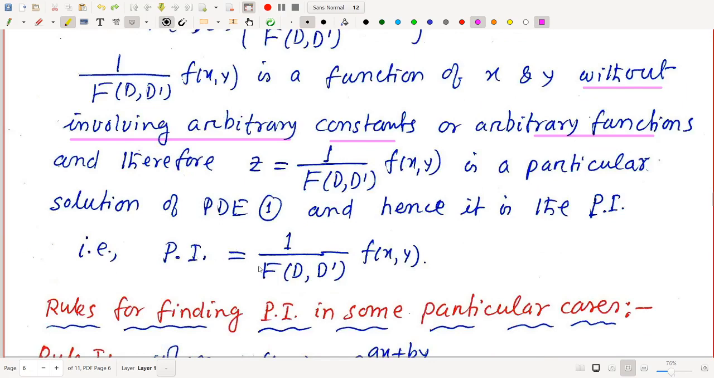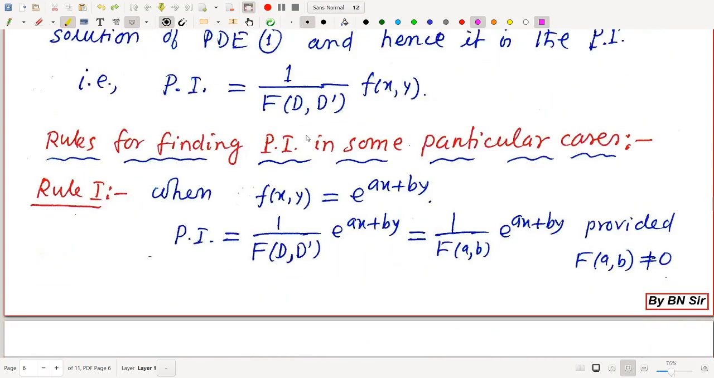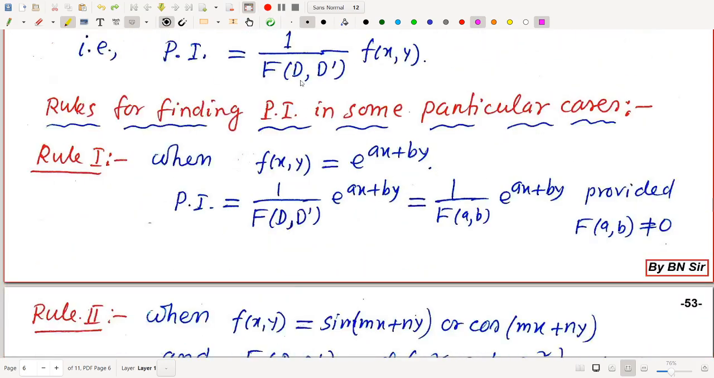So PI equal to, always you shall write 1 by f of D comma D dash, f of x y, as if f of D comma D dash goes there and becomes 1 by, but it is not a number, it is an operator, its action is reversed. So this is the PI definition, rather.